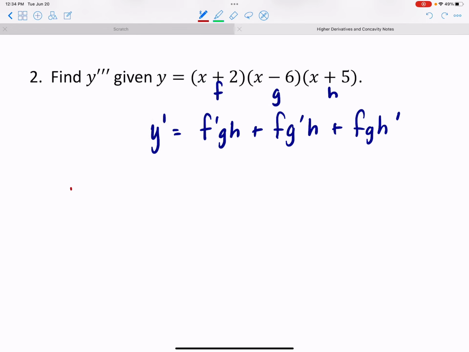So y prime. First derivative, f prime. Well, the derivative of f would just be 1.